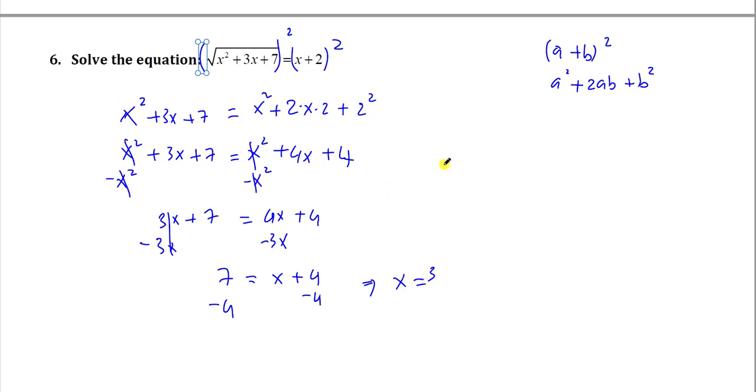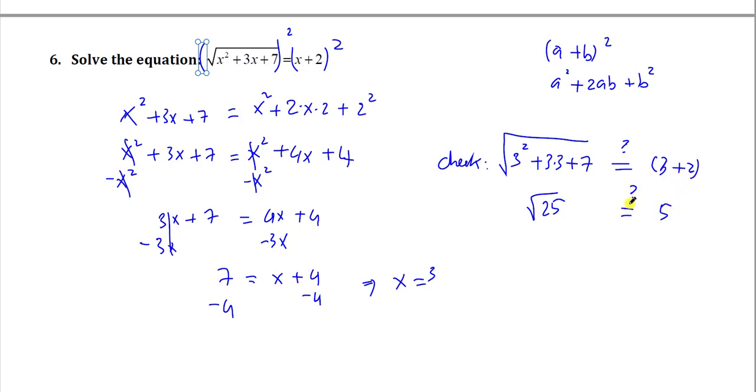So x equals 3, let's check the answer. I use the same original problem. The square root of x squared, now x is 3, so 3 squared, plus 3 times 3, plus 7. Now that's equal to the right-hand side, 3 plus 2. Let's see, 3 squared is 9, 9 plus 7 is 16, 16 plus 3 times 3, which is 9, is 25, and 3 plus 2 is 5. The square root of 25 is 5, so 5 equals 5, this is a true statement. Therefore, x equals 3 is the correct answer to this problem.